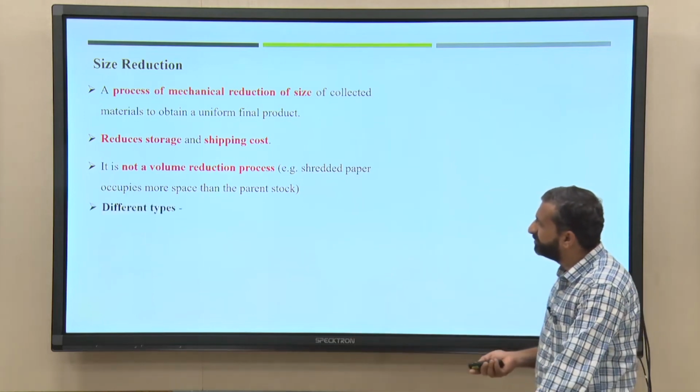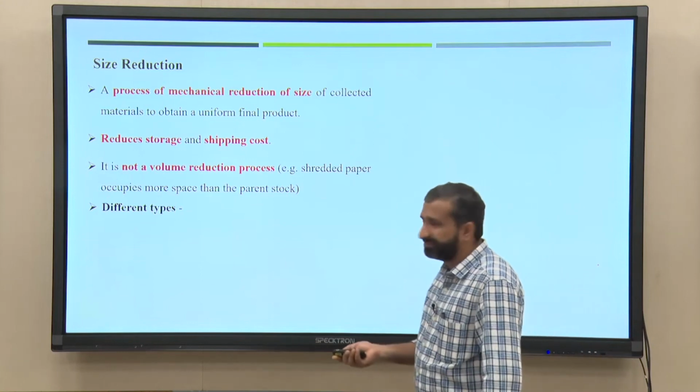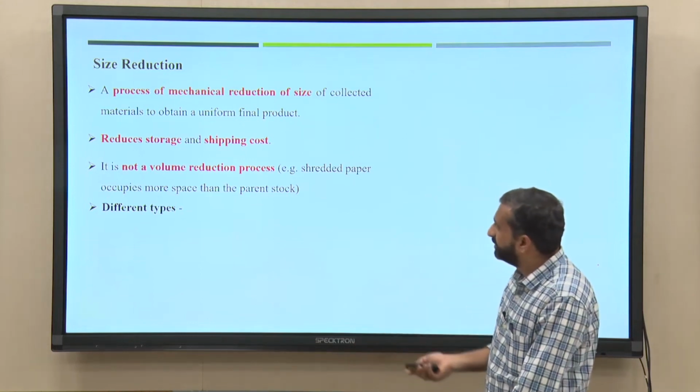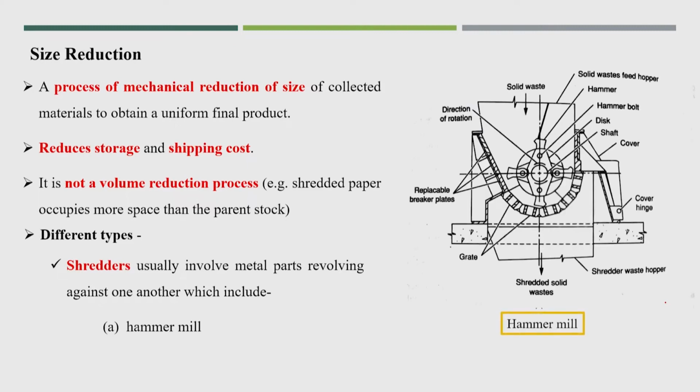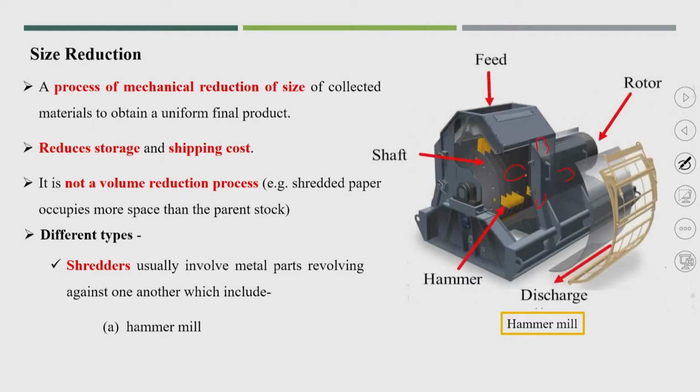There are different kinds of methods used for size reduction. First are the shredders, which usually involve metal parts revolving against one another, and these include, first, the hammer mill. This is a diagram of the hammer mill. These are the hammers, which will shred the materials. This is the actual photograph. You can see here these are the hammers, by which the material is getting shredded.